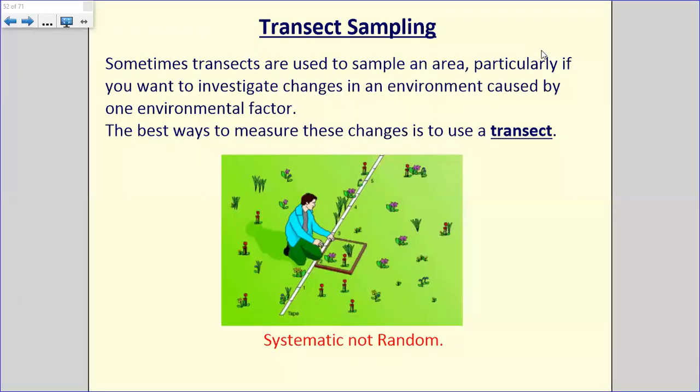So there are 2 main ways of using quadrats. We've talked about one where you randomly distribute them throughout an area. And that's usually used when you're comparing 2 areas. But sometimes you can use a quadrat in a systematic way. And this is called a transect, where you basically take a quadrat and you just move it along a line.